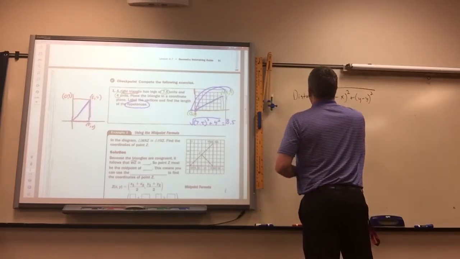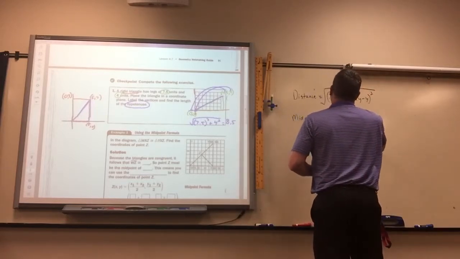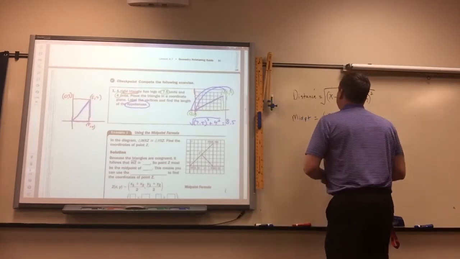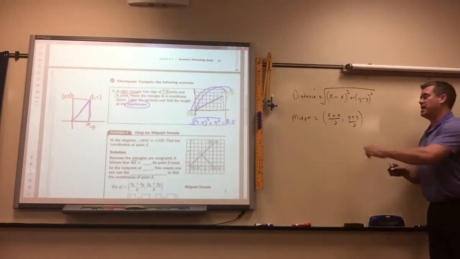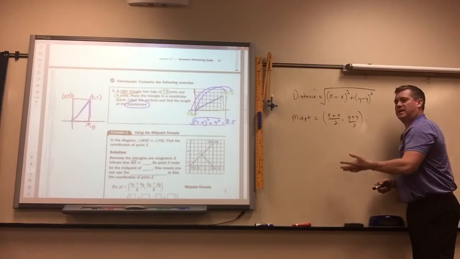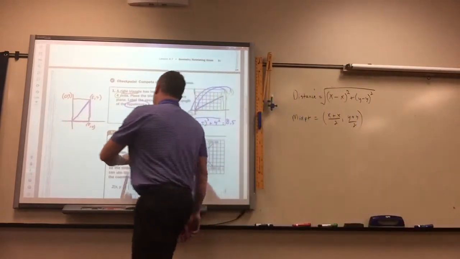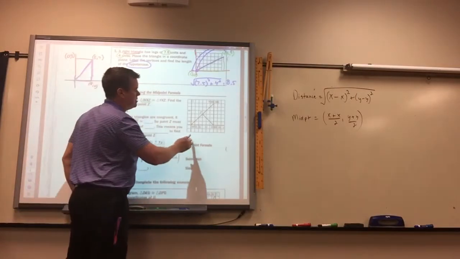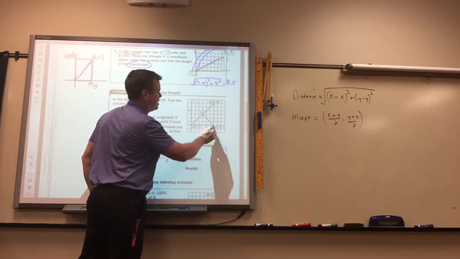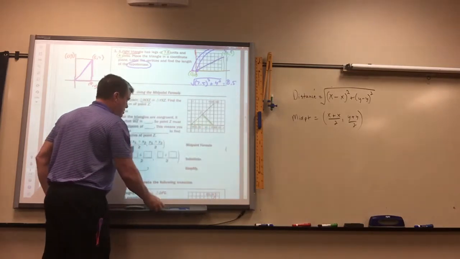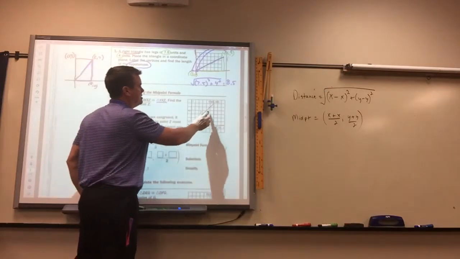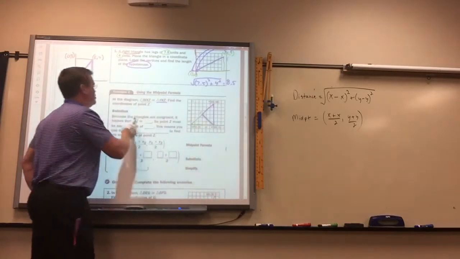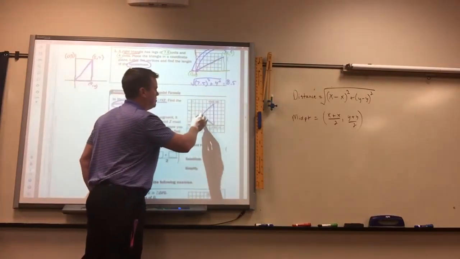And the midpoint formula, which we also did in chapter 1. So a midpoint is just a coordinate. It's the x's added together divided by 2, the y's added together divided by 2. So in this picture, they tell us WXZ, which is this triangle right here, is congruent to YXZ. They want you to find the coordinates of point Z.